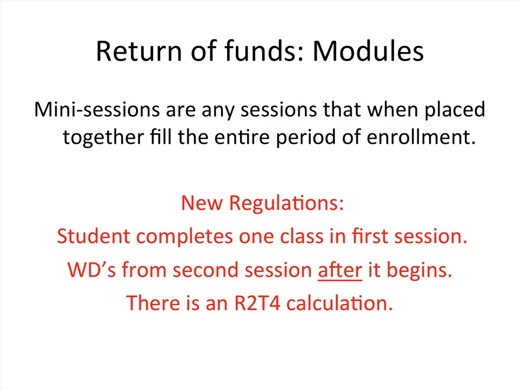And then finally, if a student is enrolled in both the first and second modular sessions or mini sessions, and they withdraw from their first session, they are automatically an R2T4. So to recap, if you withdraw from the first session, you're automatically an R2T4. If you complete the first session and withdraw from the second one after it begins, then we need to do an R2T4. The basic take-home message here is that things are changing. This is a little bit of insight, but it's very complicated. So please direct students anytime that they are considering withdrawing from all their classes to financial aid so an advisor can speak with them.